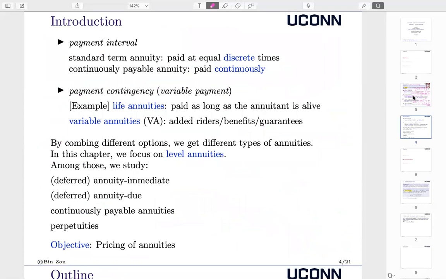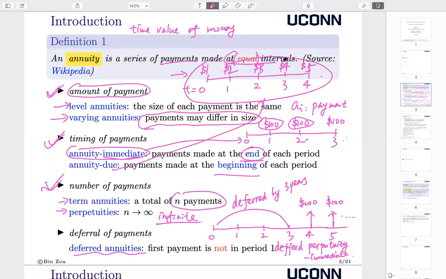Okay, and the next is the payment interval. We have the standard ones. Standard annuities have equal time intervals. So it's paid, let's say, every year or every month or every quarter. So it's paid in discrete times. So that's why, in the original definition, they put the equal intervals.